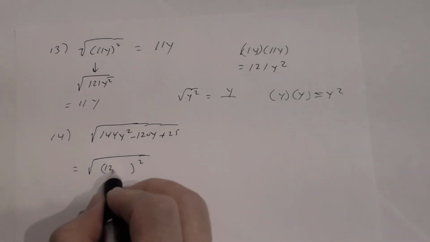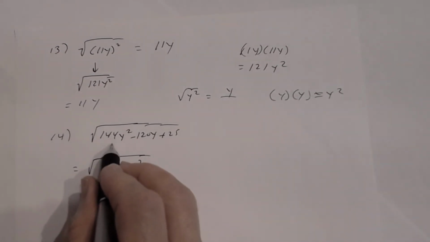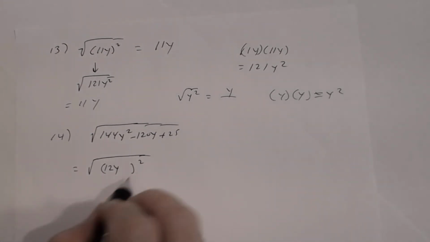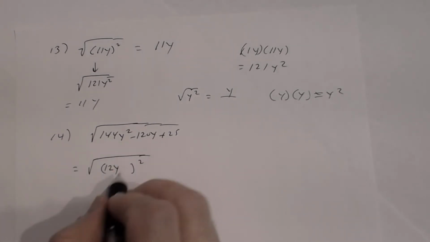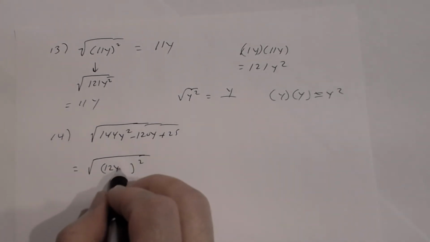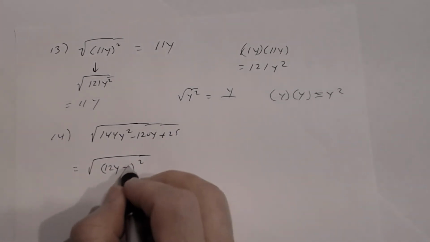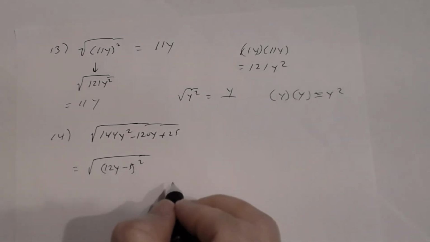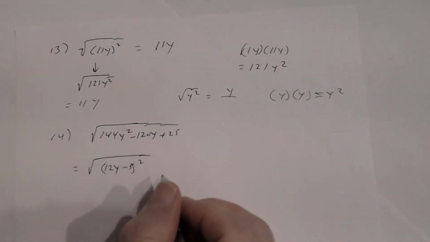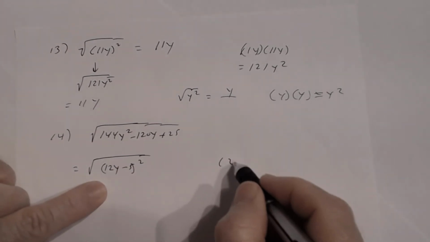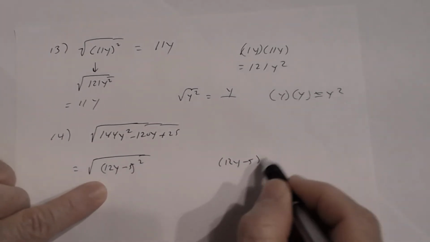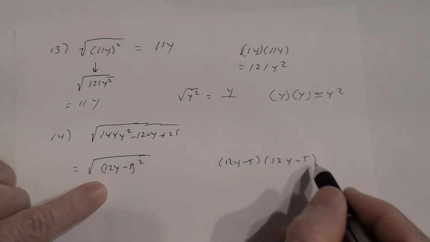In fact, 12y times 12y is 144y squared. And then notice the last sign is positive, right? So that middle sign has to be this sign here. And then for 25, I'm going to use 5 because 5 times 5 is 25. Okay? Now let's check and see if this is true right here. So 12y minus 5 times 12y minus 5.